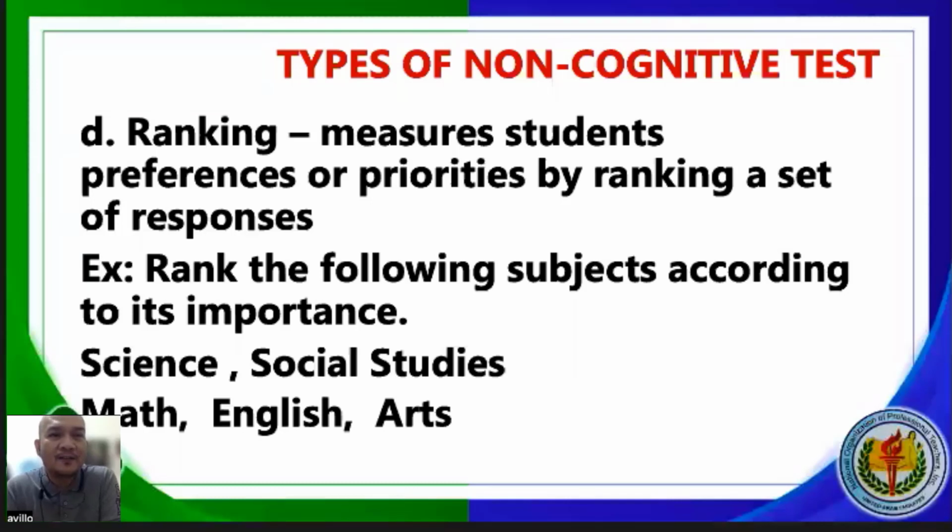Ranking. Ito, measure students' preferences. Ira-rank mo lang siya. Rank the following subjects according to its importance. Pag ganyan, syempre, perfect score yan. Kasi, kung nirank ng bata na arts ang number 1, bakit? Yun ang gusto niya, di ba? According to importance. Para sa kanya, mas importante yung arts kaysa kay science. Okay?